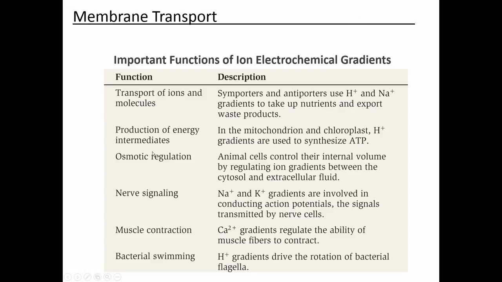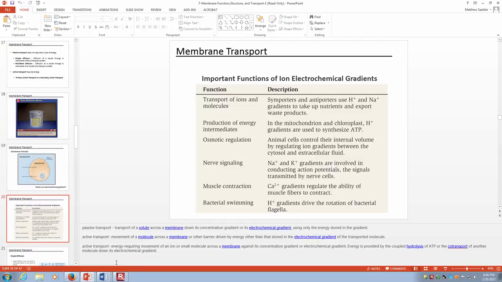Okay, so those are just some of the uses of electrochemical gradients inside of a cell. Do you guys have any questions so far before I move to the announcements for next week? These are going to be announcements for next week. Some of these I'll repeat in lab this week.